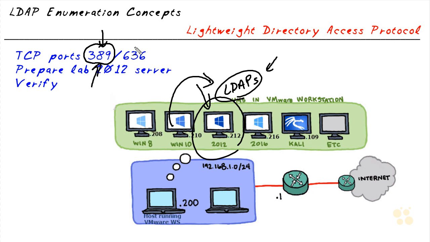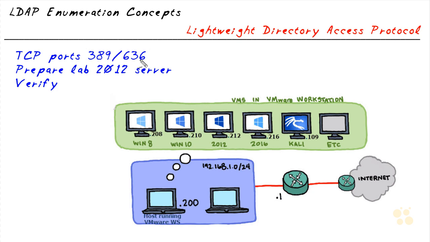Now, to help control that, we could also use encryption. And when using encryption for confidentiality with our LDAP requests, it uses TCP port 636. And those are the default ports, unencrypted 389 and encrypted using 636.